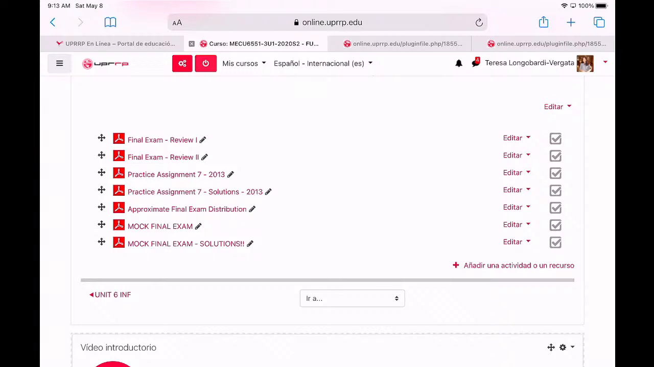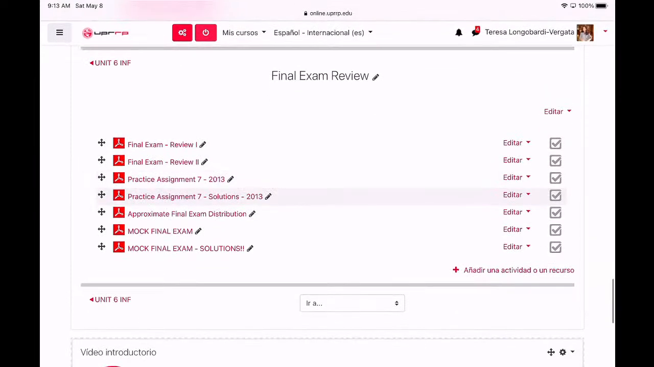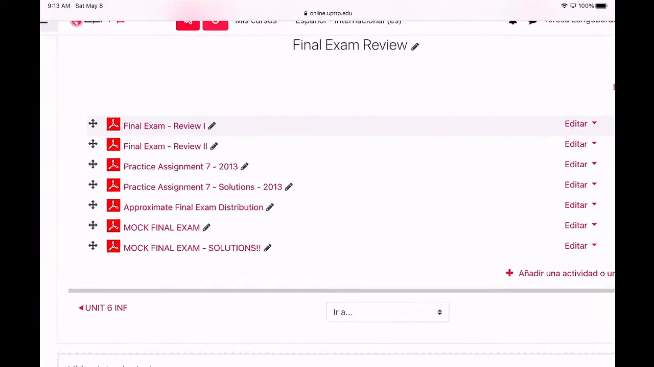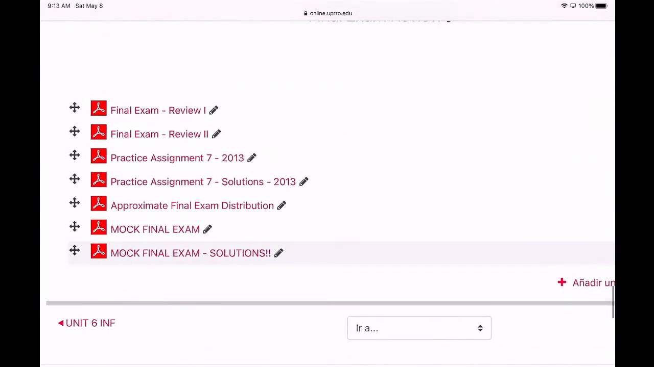Remember to refresh your screen if things appear blurry. It looks very blurry. Let's see if I open it up. Looks blurry on my end.